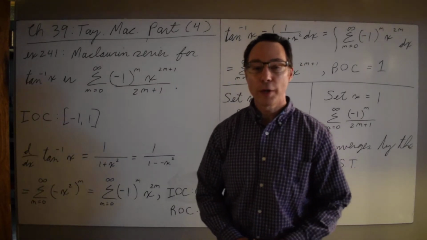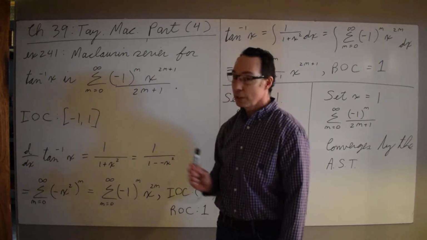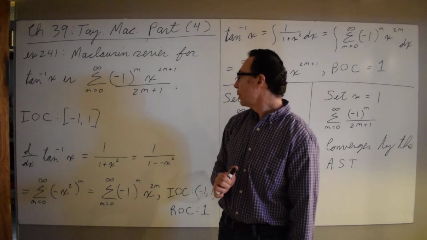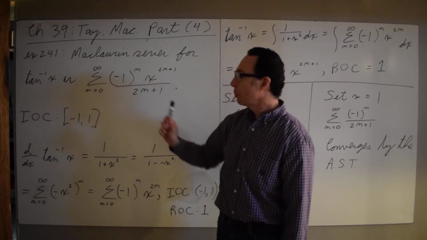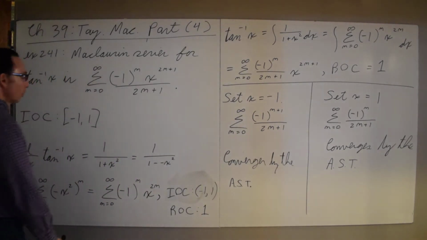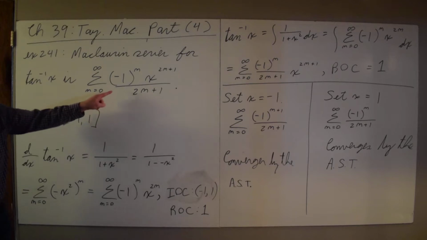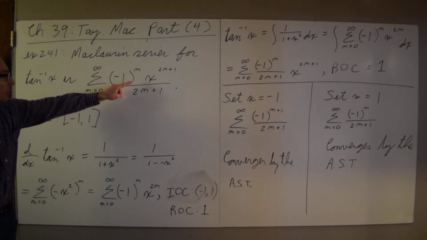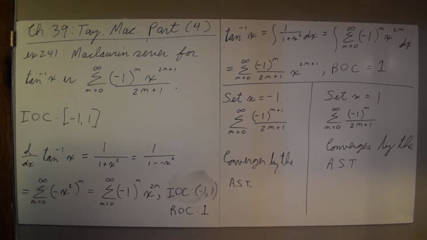This is the fourth video on Chapter 39, Taylor and Maclaurin series, and this is going to be the last video. In this video we're going to work through the solution to example 241, which is to show that the Maclaurin series for the inverse tangent function is the sum of negative 1 to the n times x to the 2n plus 1, divided by 2n plus 1. And the interval of convergence is the closed interval negative 1 to 1.